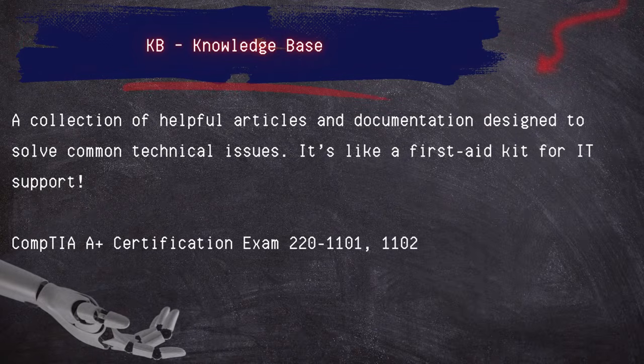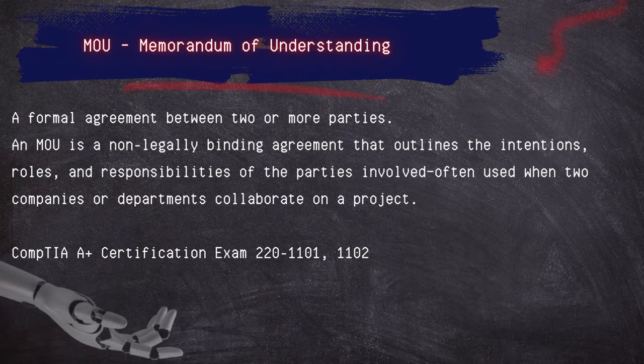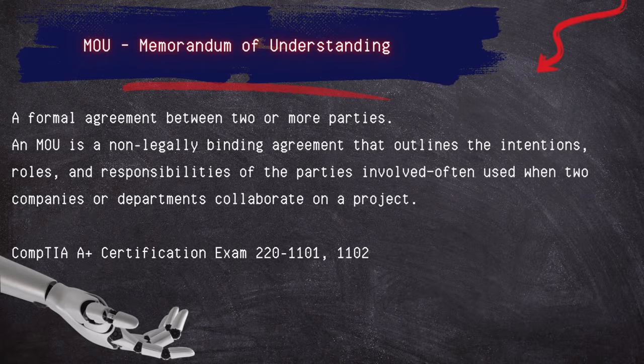KB. KB stands for Knowledge Base. It is a collection of helpful articles and documentation designed to solve common technical issues. It's like a first aid kit for IT support. MOU, or a Memorandum of Understanding. It is a formal agreement between two or more parties. An MOU is a non-legally binding agreement that outlines the intentions, roles, and responsibilities of the parties involved, often used when two companies or departments collaborate on a project.